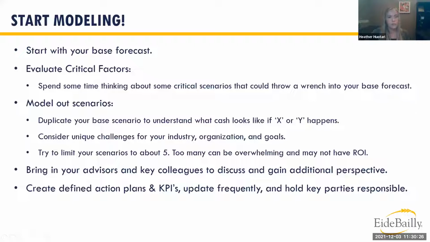So then we get to the point where we can start modeling our cash flow forecast. And we always start with the base, thinking about that formula that Dustin was talking about just a bit ago. What cash do you have on hand today? What inflows do you know that you have coming in?